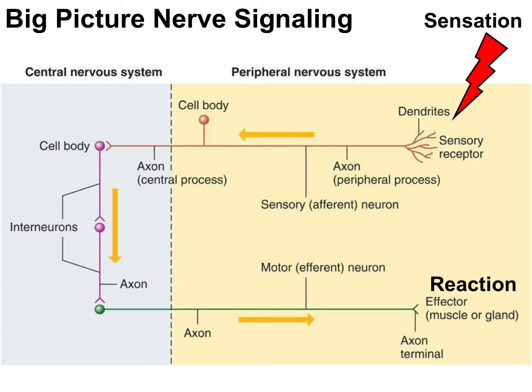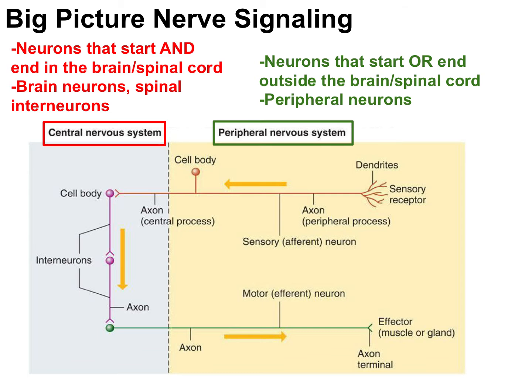Now, to better understand, it's important to lay some groundwork with a few terms. First, it's important to understand that the nervous system is divided into the central nervous system and the peripheral nervous system. The central nervous system consists of neurons that start and end in your brain and spinal cord. In contrast, the peripheral nervous system has neurons with either axons or dendrites outside of the brain and spinal cord. So roughly, we can say that the central nervous system neurons are either brain neurons or spinal cord interneurons, and we'd call neurons in the peripheral nervous system peripheral neurons.